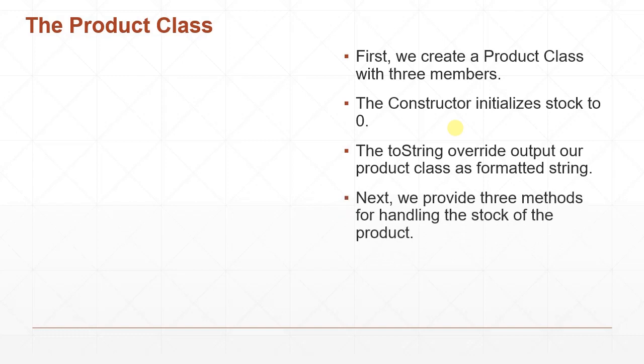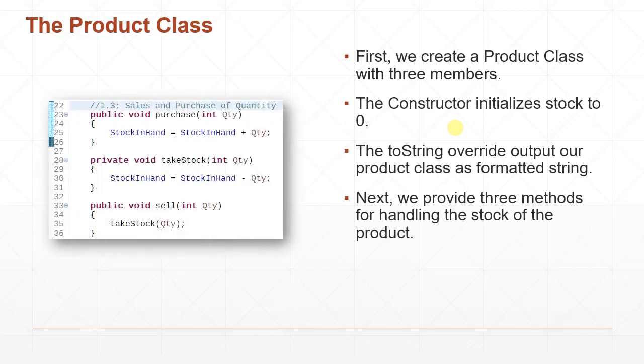Next we provide 3 methods for handling the stock of the product. First we have a method called purchase that will increase our stock in hand. Then we have a method called takeStock, and that will reduce our stock in hand. We also have a sell method, and we make a call to takeStock through the sell method. So the user of our product class will sell the quantity, but the inventory maintenance here, takeStock, is kept private. We should have done that for purchase also, but here for demo purposes I just kept takeStock private.